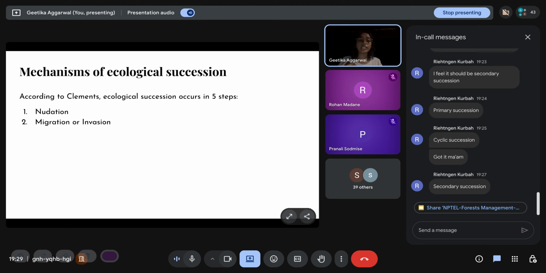Then there is migration or invasion, basically processes by which different species are migrating into the area or they're invading the area. For example, the spores of these lichens that we talked about, the crustose lichens, or these different bacteria, fungi, spores of these species, they migrate into the area, they invade the area, right?